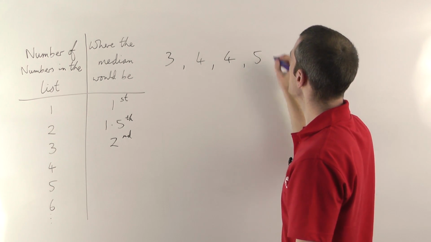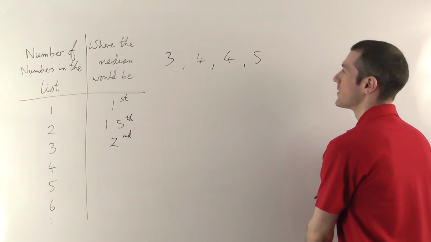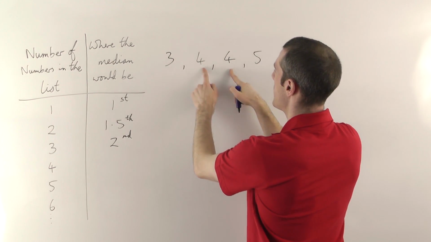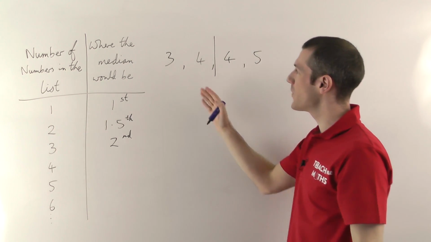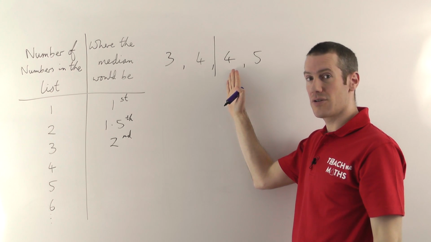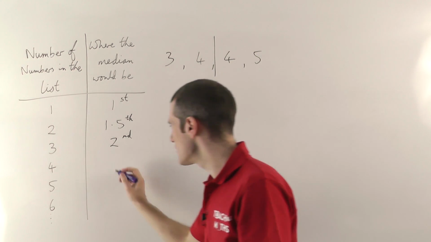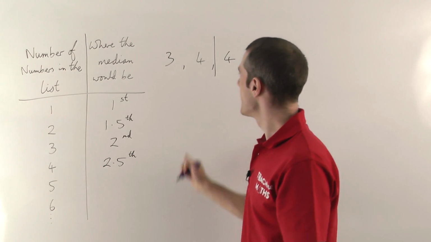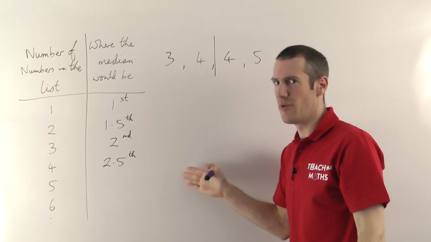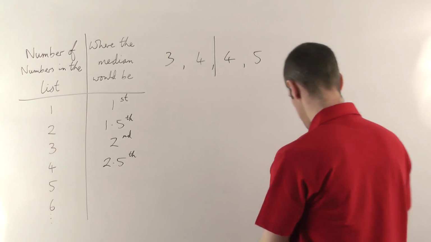Now let's have another number there. Now we've got 4 numbers in the list. So again, pair your way in. The middle point is going to be halfway between these two, so it's halfway between the second number and the third number. So halfway between 2 and 3 is 2.5. So again, using my slightly dodgy representation here, it's the 2.5th number, the number that's halfway between the second number and the third number.